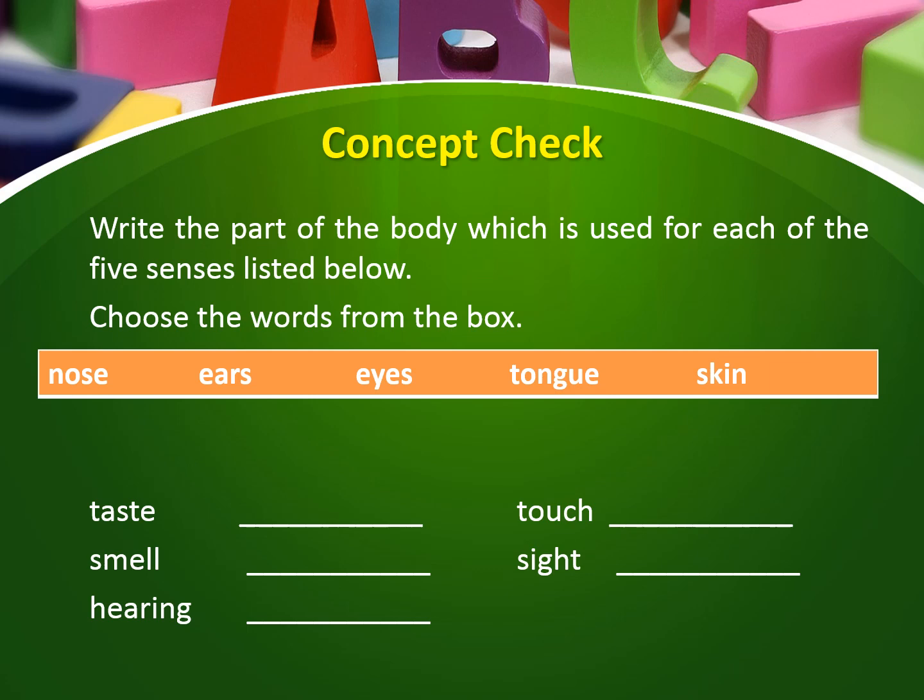The first one is taste. We taste things with the help of the tongue. The right answer is tongue, T-O-N-G-U-E. The next is smell. We smell things with the help of the nose. N-O-S-E, nose.